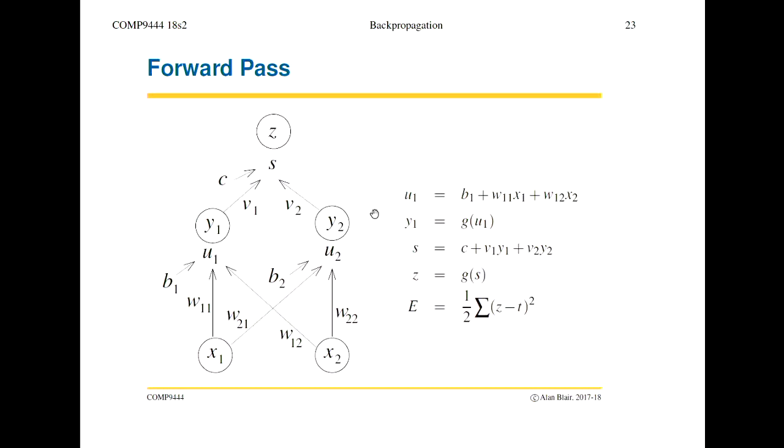And in practice, when you compute this, you need the derivative of E with respect to u1 in order to calculate the derivatives here and here. So if you write a program to calculate these derivatives, you have an array to store the derivatives of all the hidden nodes.